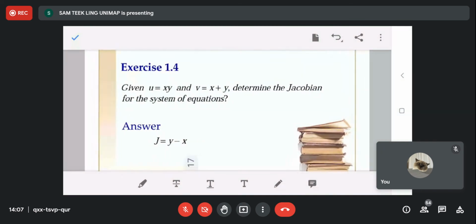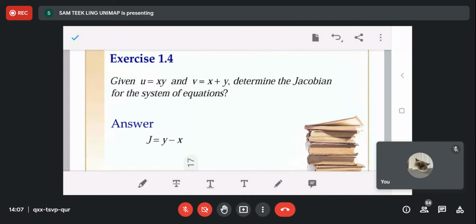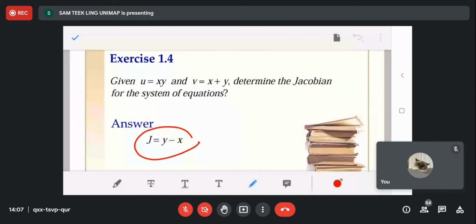Now to solve this one, use the Jacobian. So find, see if you can find this answer or not. Now solve. I give you 5 minutes, 5 to 8 minutes. See if you can solve or not. So you solve now. See if you get the final answer.